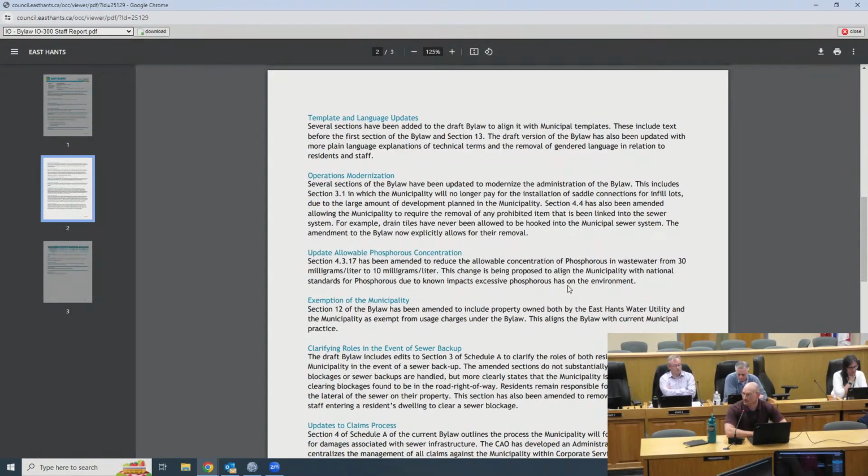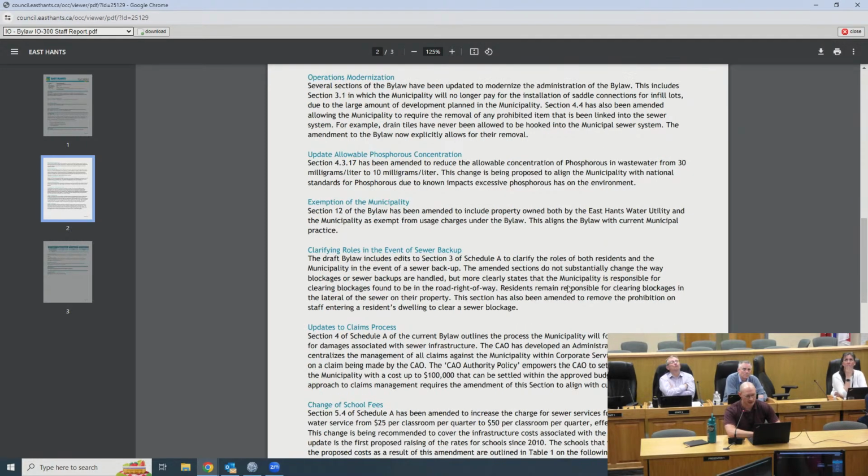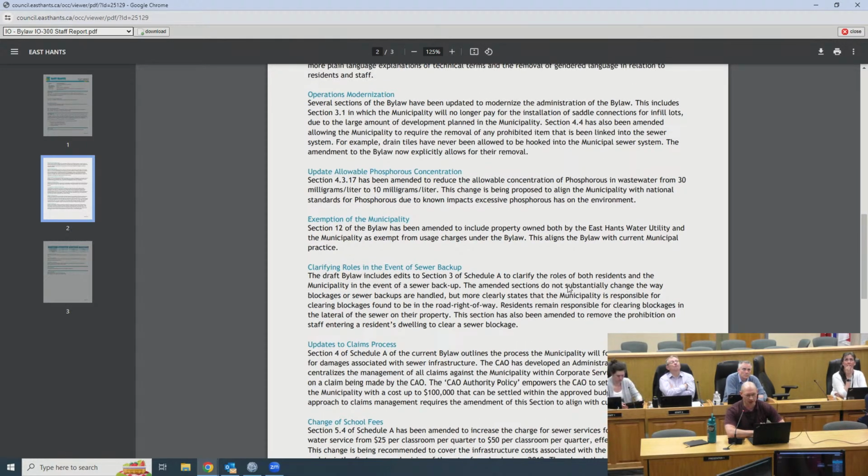Staff are proposing 7 kinds of updates to this bylaw, the first of which is very basic template and language updates. There's a few aspects missing from our previous bylaw version. Just to standardize it with the template, we have added those. Additionally, we've added more plain language definitions of technical terms and the removal of gendered language within some elements of the bylaw. Secondly, staff are proposing operations modernization.